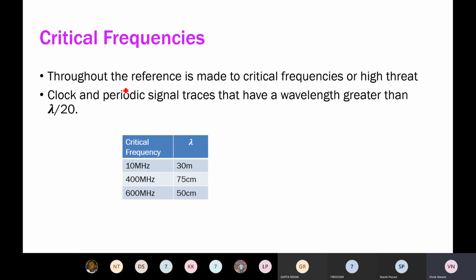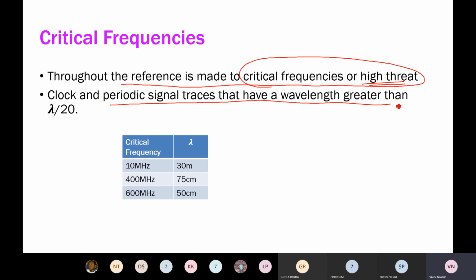Then critical frequency. Critical frequencies are always at high threat. Clock and periodic signal traces that have wavelength greater than lambda by 20, अगर उनका track length lambda by 20 से ज़्यादा है तो they are going to act like an antenna. So if your circuit is operating at 10 megahertz, its lambda is 30 meters. Okay, lambda is nothing but C upon F.